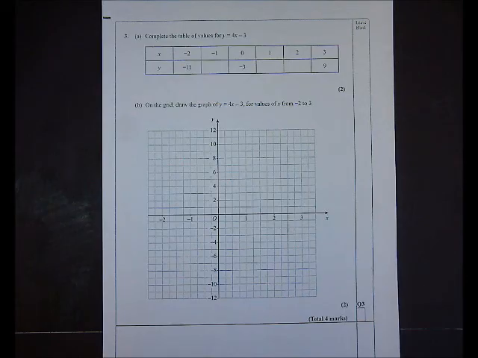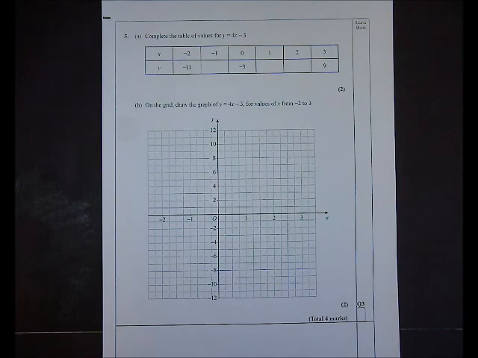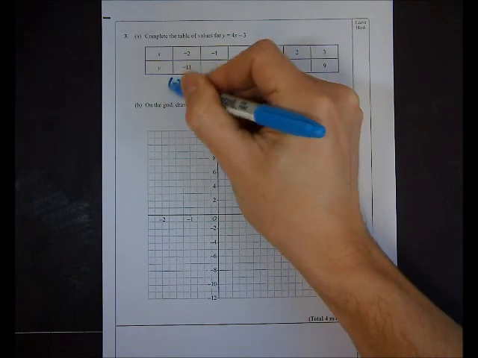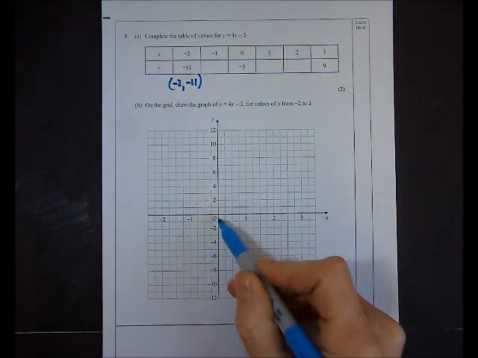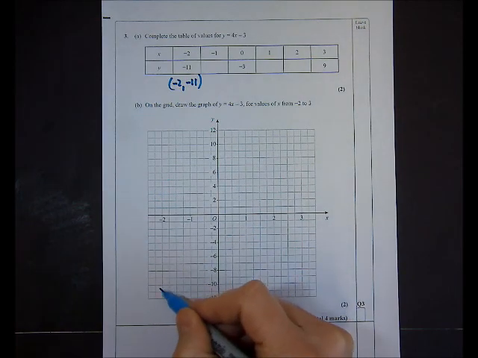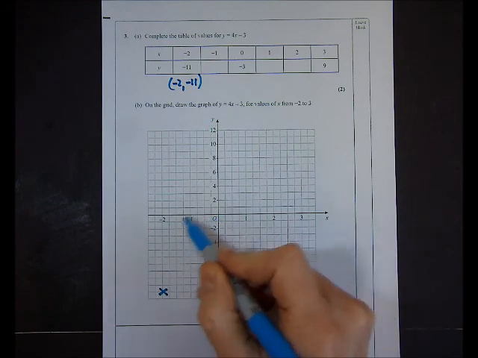On question 3, I'm told to complete the table of values for y = 4x - 3, and I'm given some of the values in the table. So the first thing I'm going to do is plot them on the graph given below. So I've got here x is -2 and y is -11. So I'm going to plot that point on my graph, along the scale to -2 on the x-axis, and then down to -11, which is down here. Notice that I've got to make sure I use the scale and not just count squares.